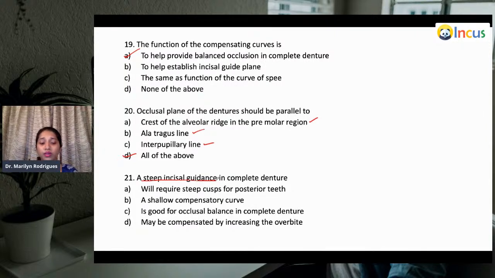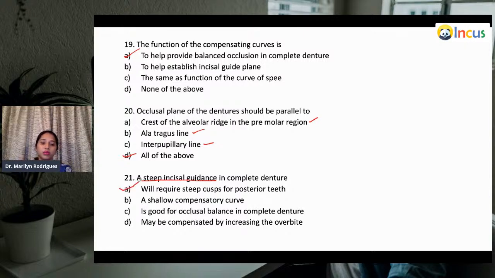Okay, so you need to know it very well by heart. You cannot forget it ever. So you can solve anything with that formula. So a steep incisal guidance in complete denture will require steep cusps. A shallow compensatory curve is good for occlusal balance, or maybe compensated by increasing the overbite. The answer to this is A.